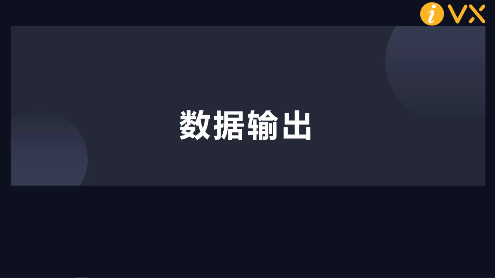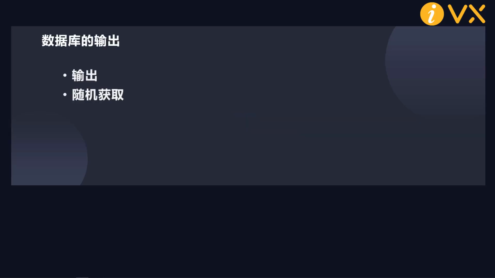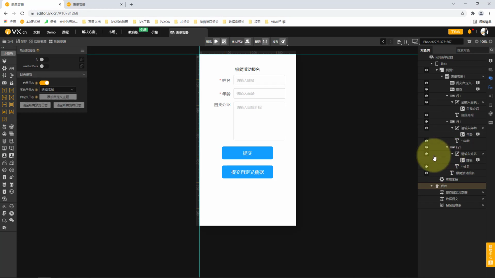Hello, in this section, we will continue to learn about the operation of services. In this section, we will learn about data output. Data output includes two output modes, output and random acquisition. Here we will give you a brief introduction.